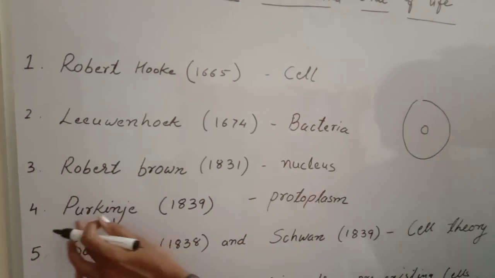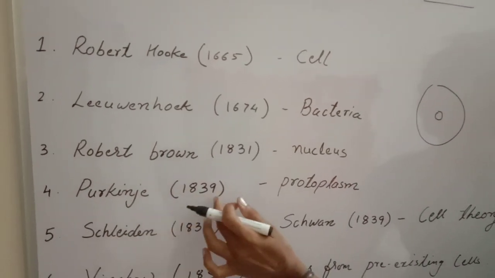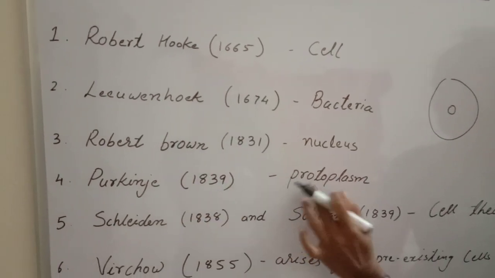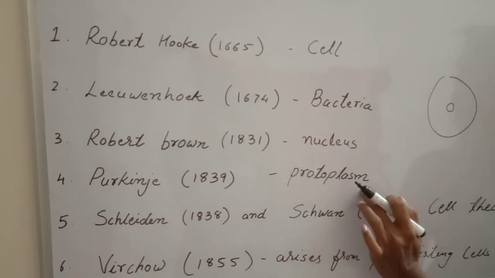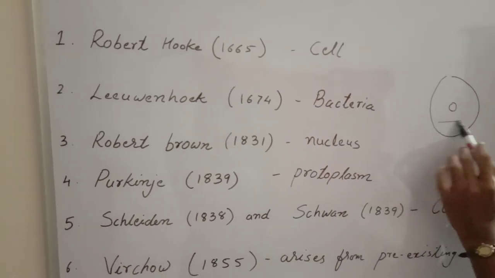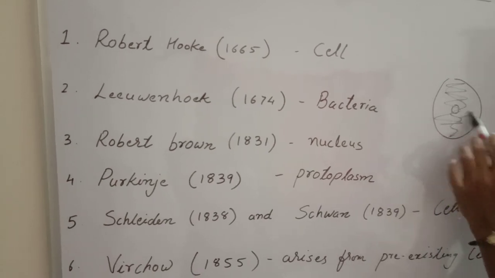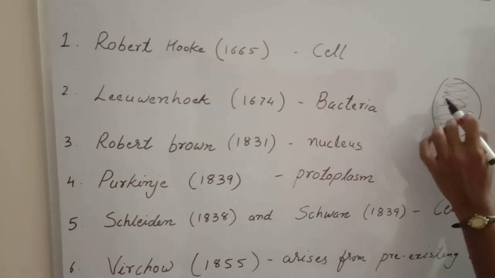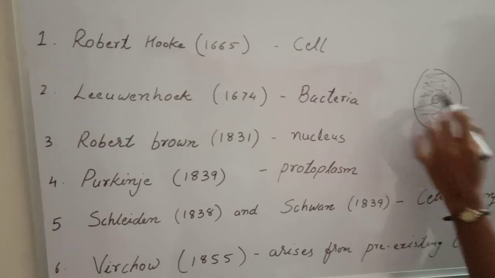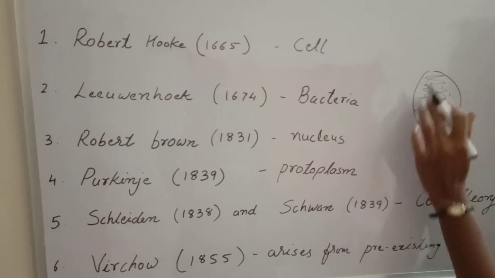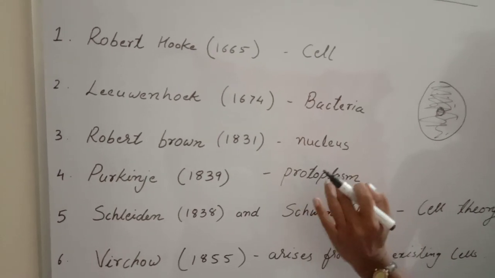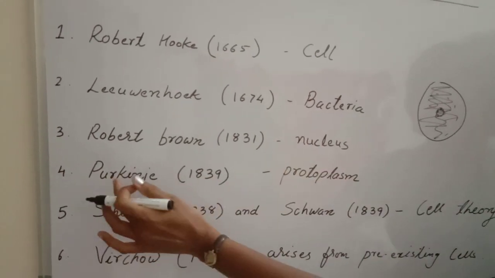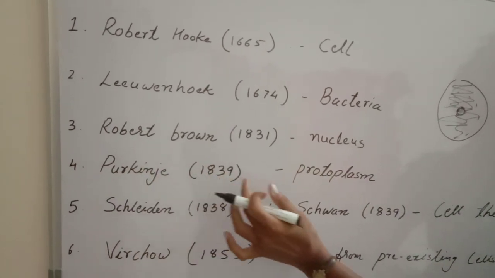Next is Purkinje. In 1839, he gave the term protoplasm. Now what is protoplasm? It is the liquid, the fluid which is present inside the cell, in which the organelles are there, and the nucleus is here. So that fluid which is present inside the cell was observed by the scientist Purkinje in 1839.